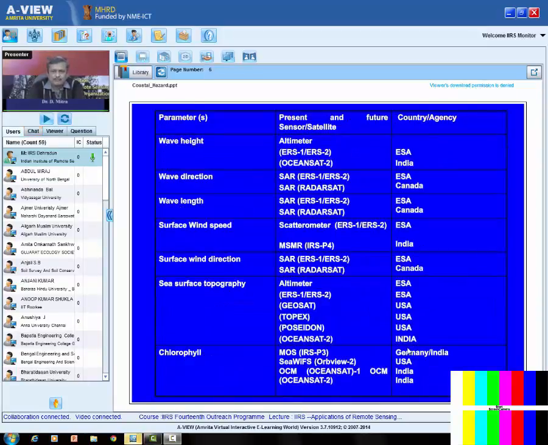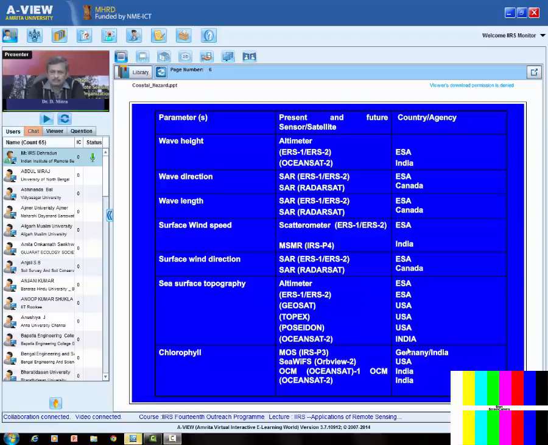Also you can map wave height, wave direction, wavelength. This information you can get from active sensors like the Canadian RadarSat or the European Space Agency's SAR. Wave height you can also get from the altimeter, like in OceanSat-2 where we have our own altimeter data, our own sensor. Also surface wind you can get from the scatterometer, and MSMR, also QuikScat data in the scatterometer.